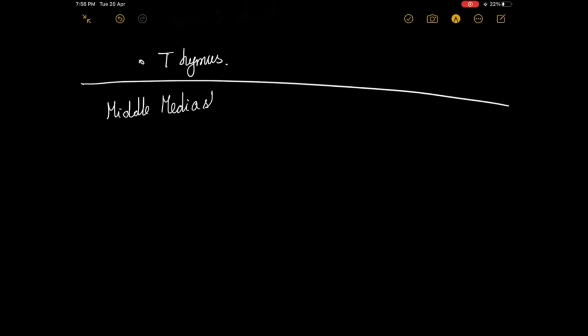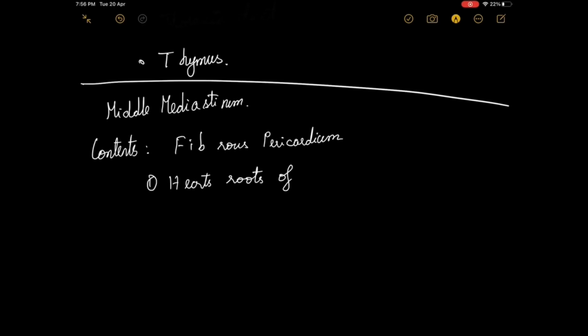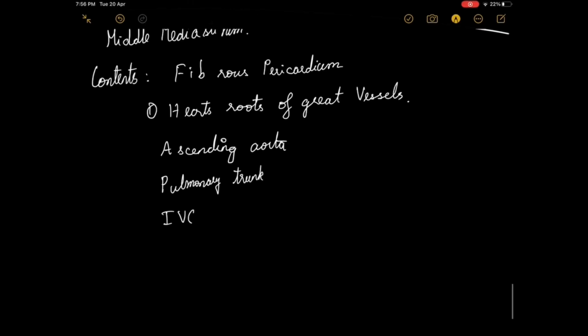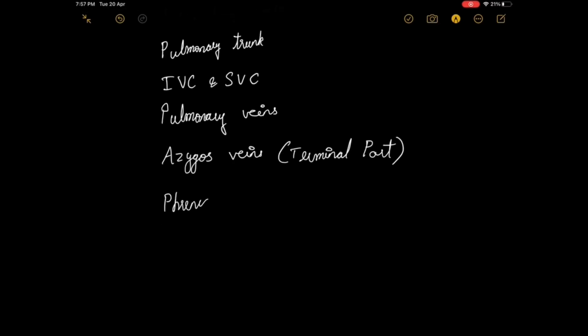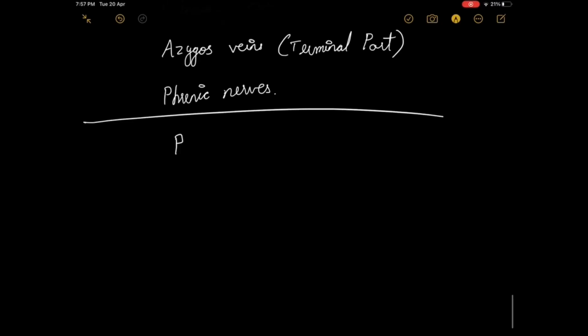And now moving on to the middle mediastinum. The contents are the fibrous pericardium, heart, roots of great vessels: ascending aorta, IVC and SVC, pulmonary trunk, the pulmonary veins, azygos vein terminal part, and then the phrenic nerves.